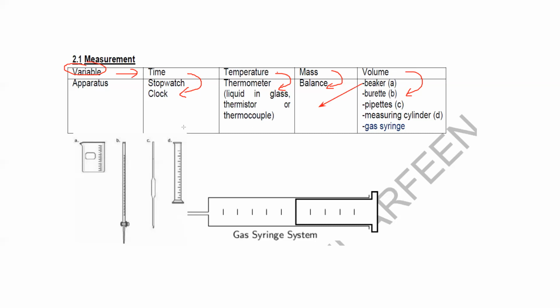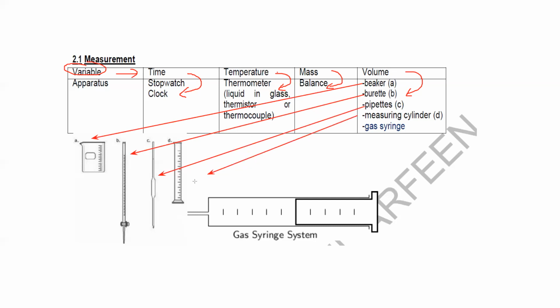A is a beaker, B is a burette, C is a pipette, D is a measuring cylinder, and here you can see a gas syringe. Is it clear?